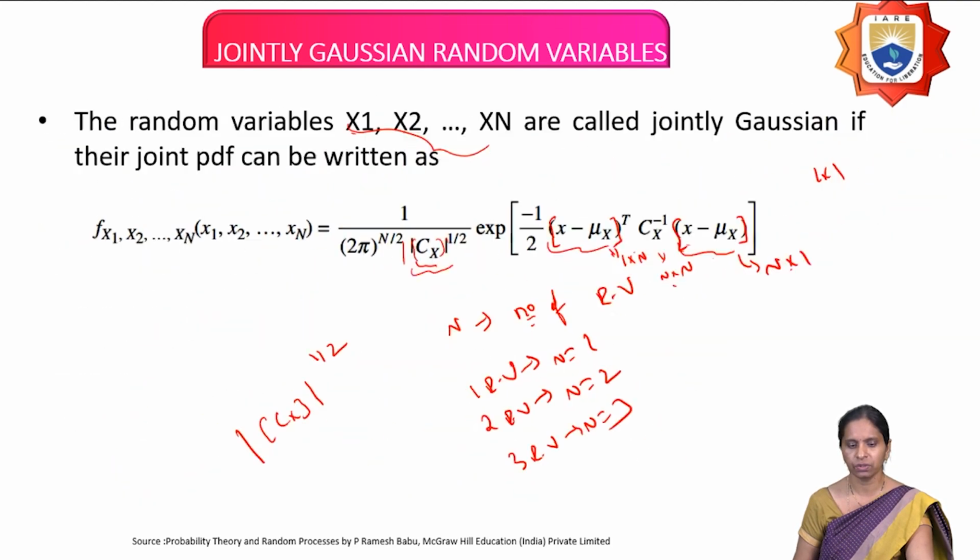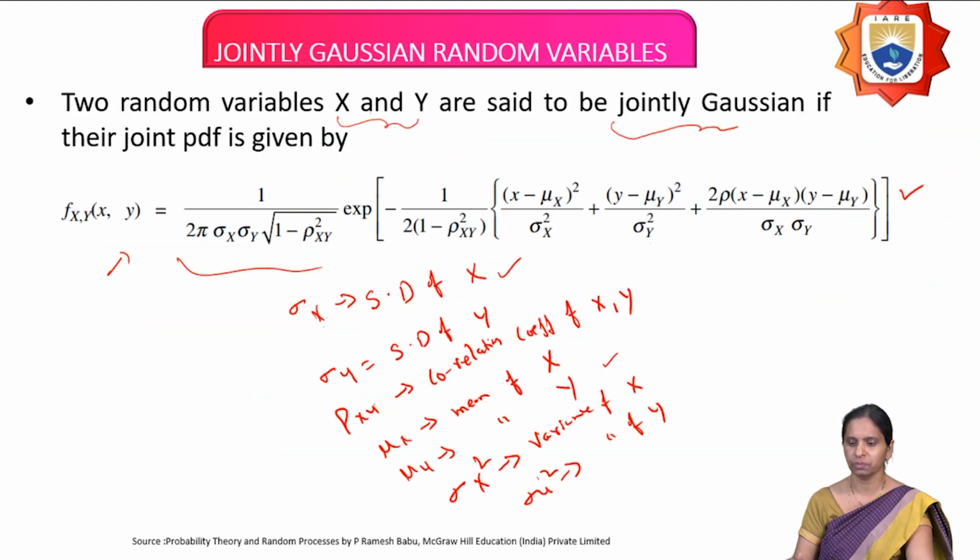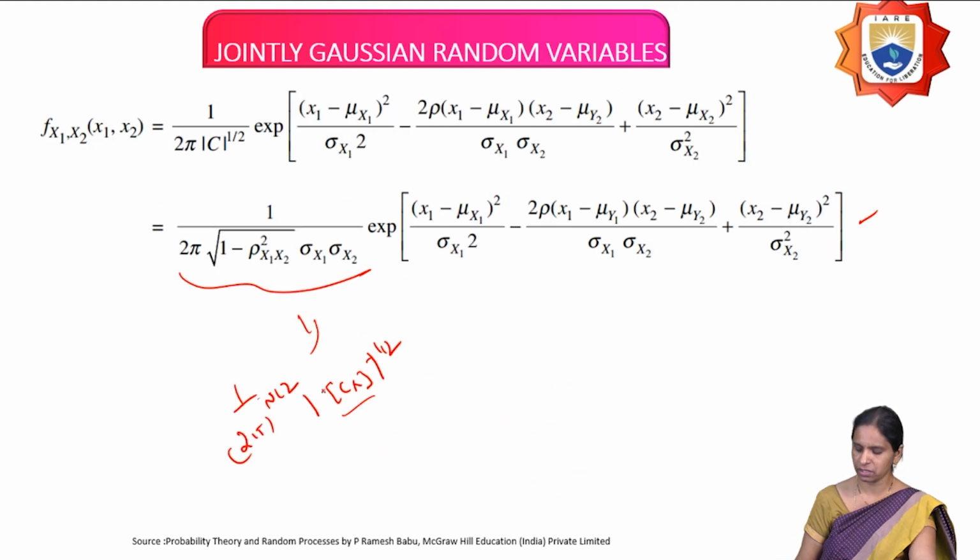Previously you have written the formula for the joint Gaussian density function for 2 random variables. What is the formula? 1 by 2 pi sigma x sigma y square root of 1 minus rho square into e power minus 1 by 2 into (1 minus rho square) times [(x minus mu x) square by sigma x square plus (y minus mu y) square by sigma y square minus 2 rho into (x minus mu x) into (y minus mu y) by sigma x into sigma y]. So previously we have seen the Gaussian density function for 2 random variables, and if you compare, you are getting the same expression.